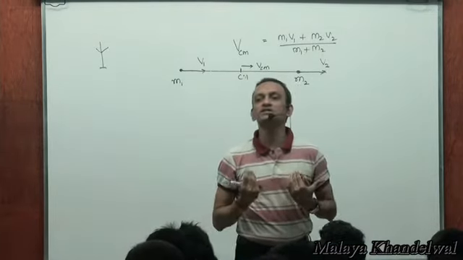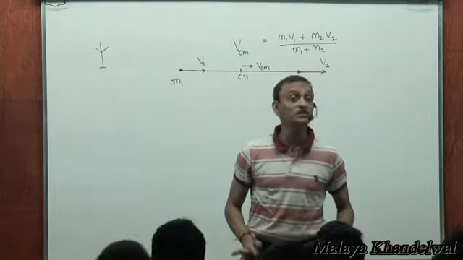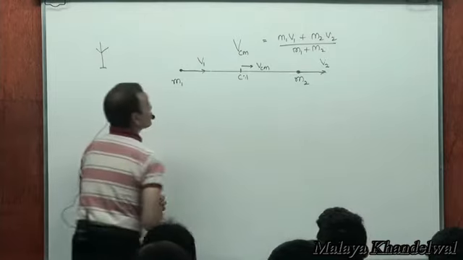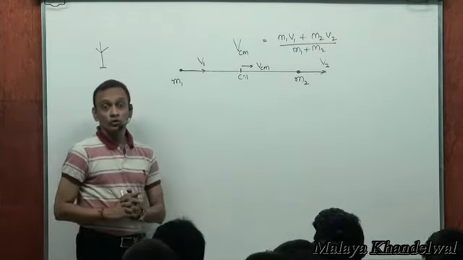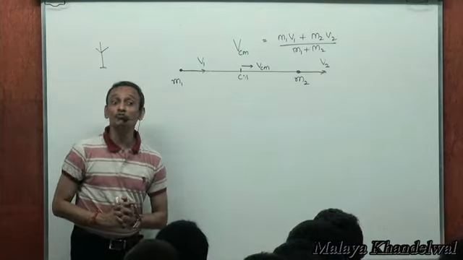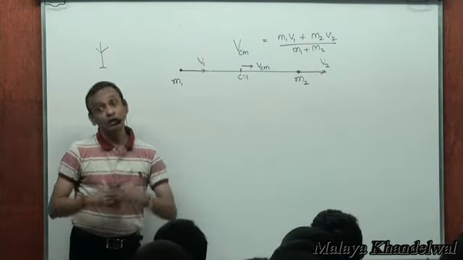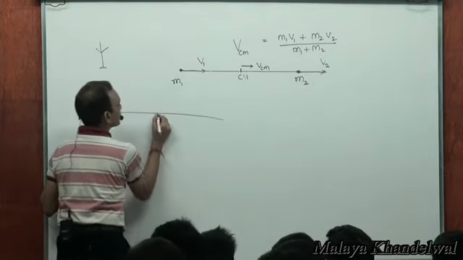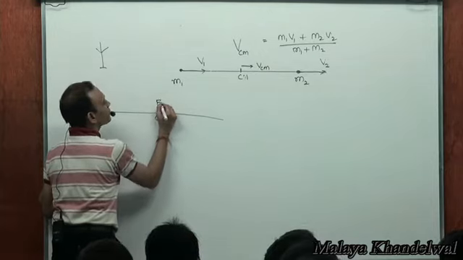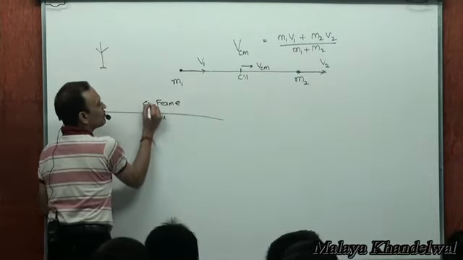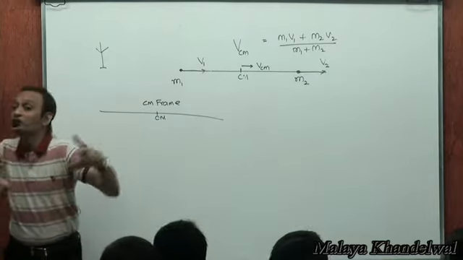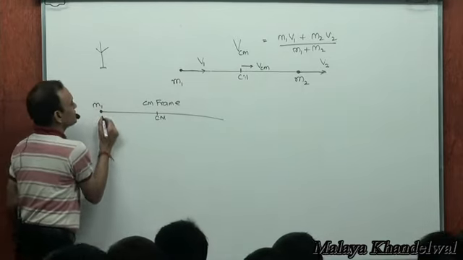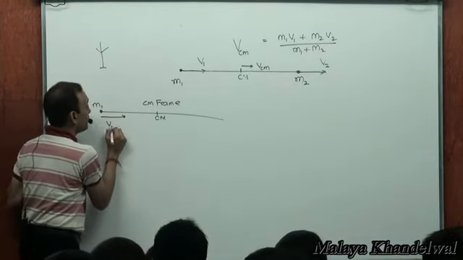Now, if there is an observer sitting at the center of mass, then the velocity of m1 as seen by an observer on the center of mass will not be v1. What will it be? v1 minus vcm will be the velocity. So in the center of mass frame, where the observation is made from the center of mass, this particle m1 will not have a velocity v1 but will have a velocity v1 minus vcm.